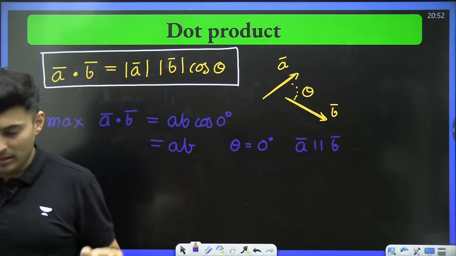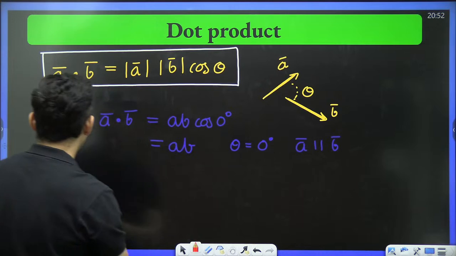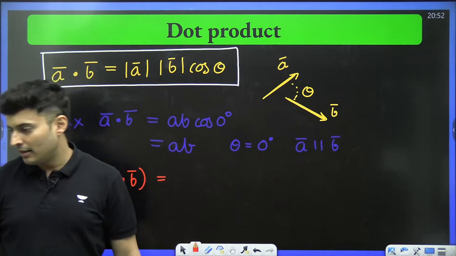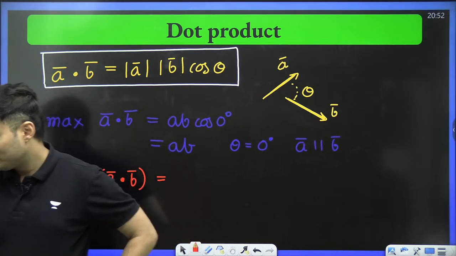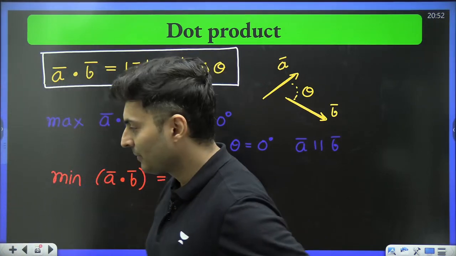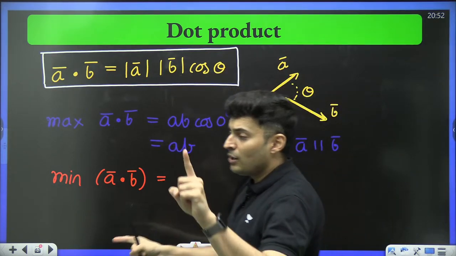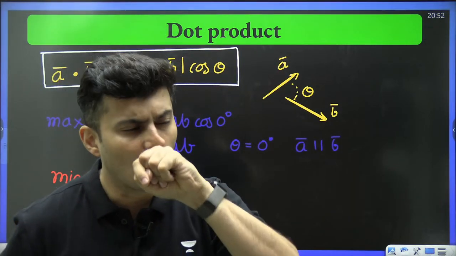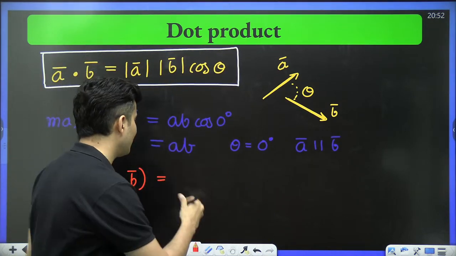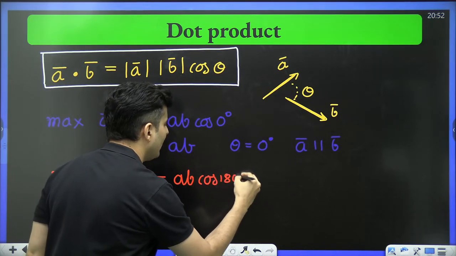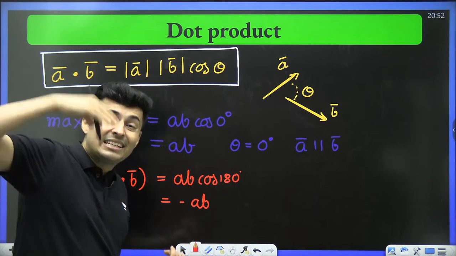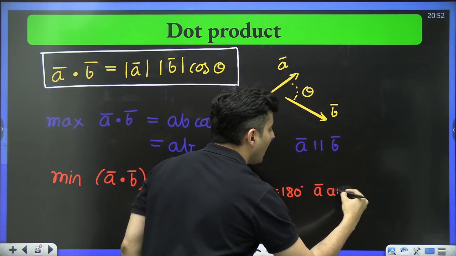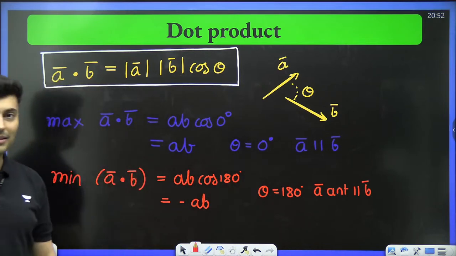Okay. Now, if I ask you, what is the minimum value of A dot B, then what is the answer? What is the minimum value? 90? No, something can be less than 90 also. Cos 90 is 0. Cos 0 is 1. Cos 180 is minus 1. Yes. So it will be AB cos 180, and cos 180 is minus 1. So minus AB, a negative number is less than 0, no? So here theta is 180. Basically A vector is anti-parallel to B vector. That's when it is least.